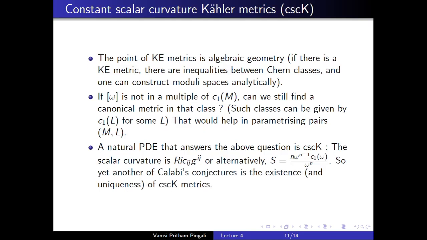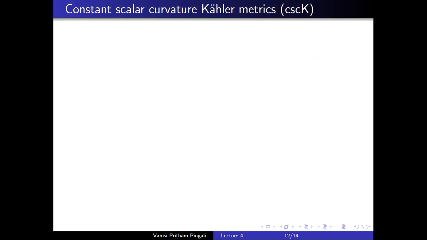Yet another of Calabi's conjectures is the existence and uniqueness of CSCK metrics. Now Kahler-Einstein metrics already have constant scalar curvature. That is trivial. But we want to find CSCK metrics in general. This question is still open. In its full generality, no one knows the answer. We know the answer in special cases, not just Kahler-Einstein, but several other special cases. But they're all very hard. None of them is easy.